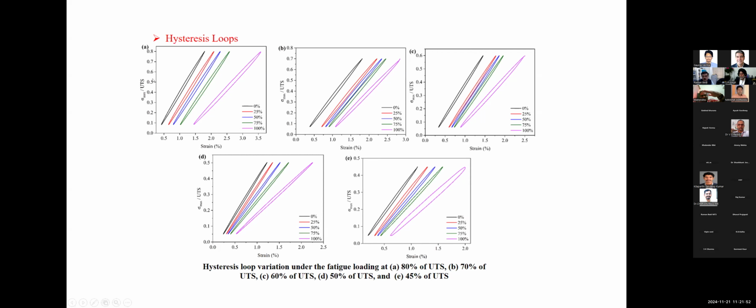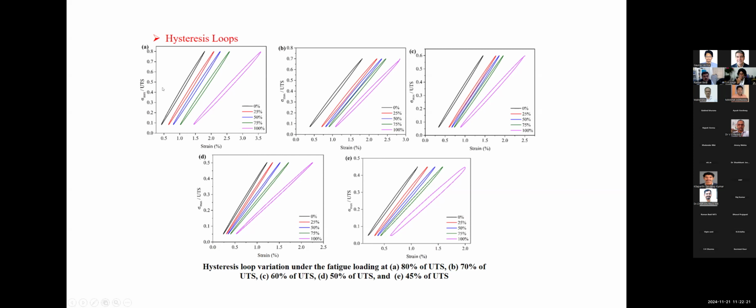Anyway, what we observe rightly is that the slope of the loops is changing. And if you go to basic science, the slope of the curve is a measure of stiffness. So we find what we just said, that stiffness degradation is happening. And it is possible to find out stiffness degradation qualitatively to the extent using the slope of these hysteresis loops.